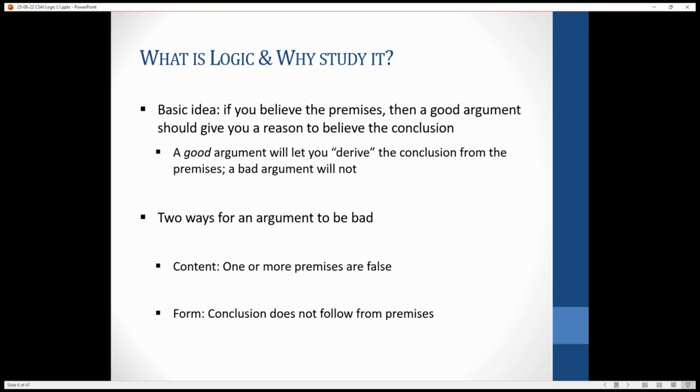But actually, this suggests maybe 2 different ways that an argument can be bad. One way is by content. That is, one or more of the premises might be false, might be wrong, might be misleading. But a different way, and a fundamentally different way, is that it might just be that the conclusion doesn't follow from the premises. We'll try and cash that out a little bit as we go along, but let's talk about the first way first, where an argument's bad because of bad content.